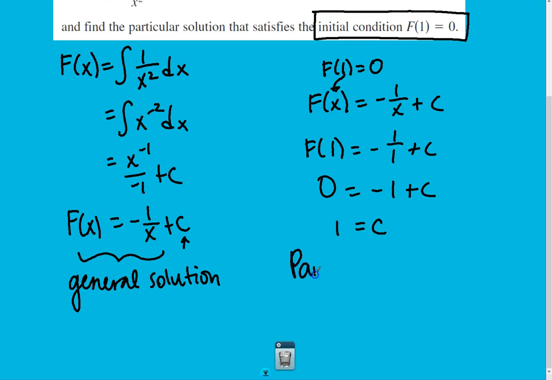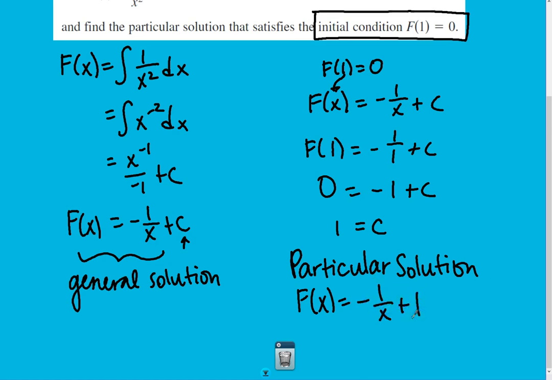So now my particular solution is f of x is equal to negative 1 over x plus 1. But this is only true when f of 1 equals 0. This would be completely different if I had a different initial condition. So you have a different particular solution.